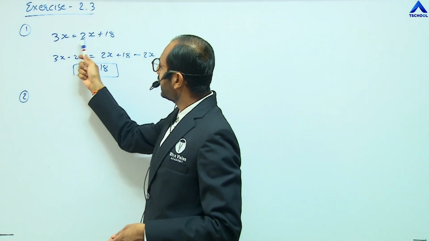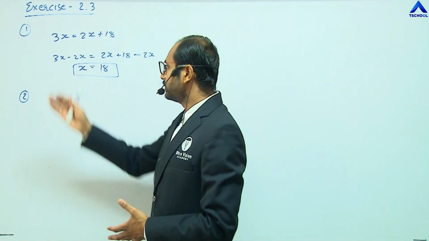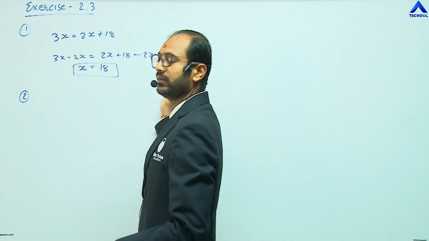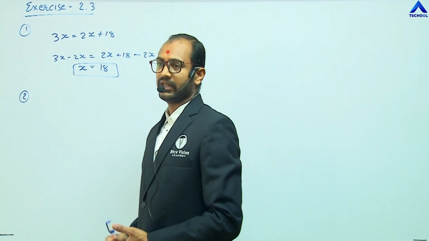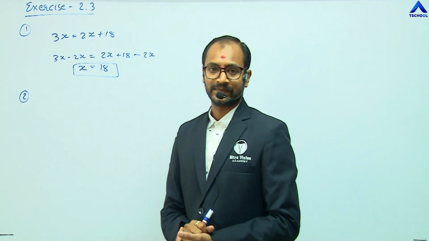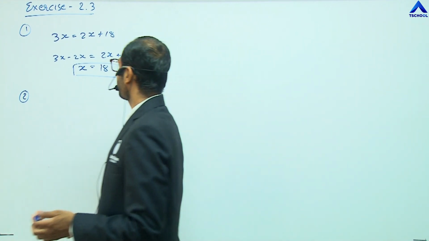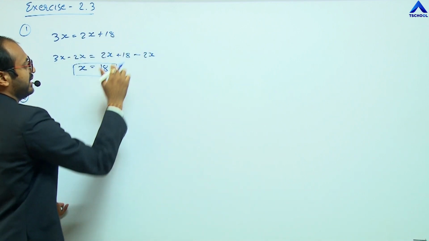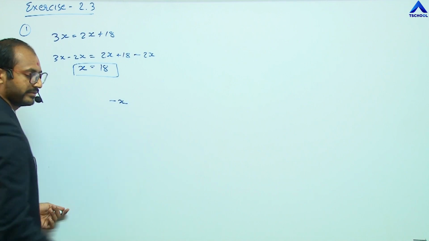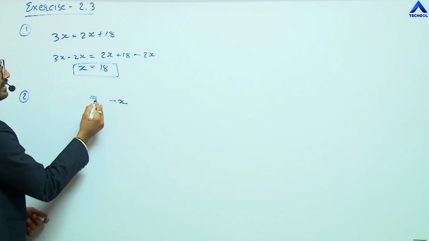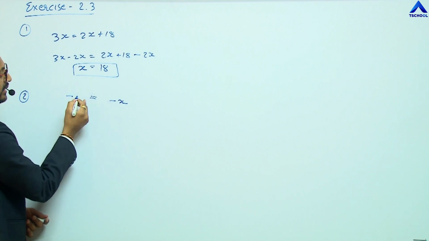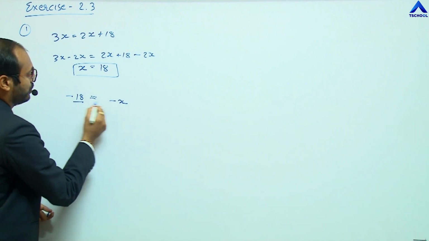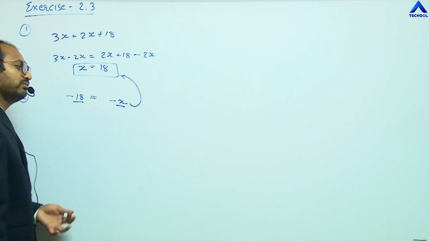Here 3x and 2x. We can remove 3x also. By subtracting 3x on both sides, we can remove this 3x also. There is no change in the answer. Clear? But here we get on either side plus 2x minus 3x gives minus x. And by simplifying that, we get minus 18. So again, by equating these two, x equals plus 18.